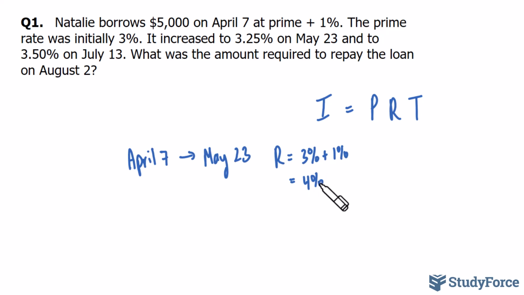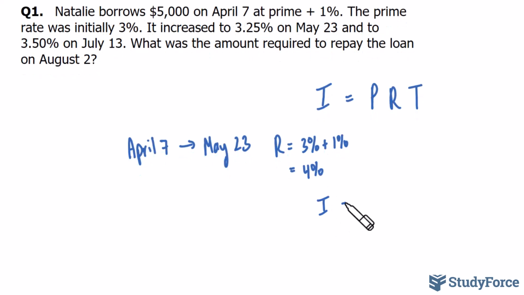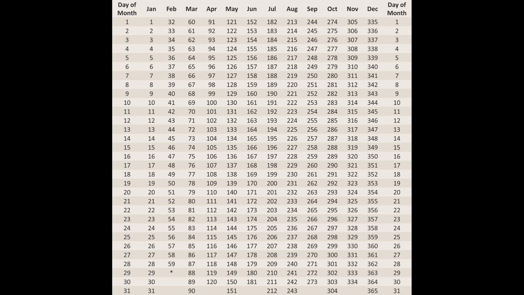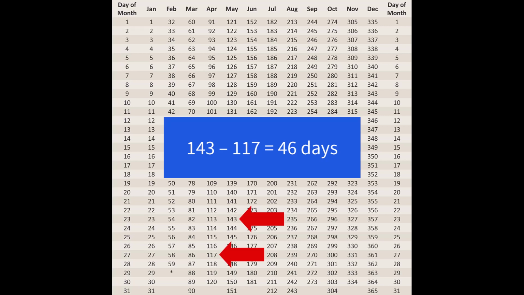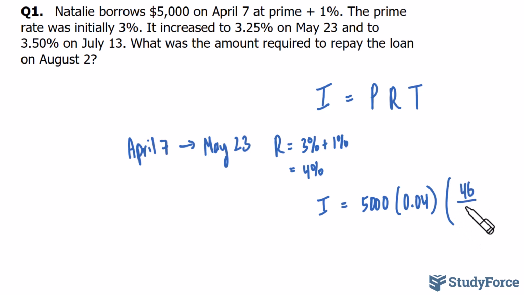So let's find out how much interest Natalie had to pay just for that one period. Let's use the formula. I is equal to a principal amount of $5,000 multiplied by the rate of 0.04, which is 4% converted to a decimal. And between April 7 to May 23rd, if you take a look at this chart, April 27 happens to be the 117th day of the year. May 23rd is the 143rd day of the year. Taking their difference, we find that that amounts to 46 days. So we'll take 46 out of 365 days and use that as our value for t.